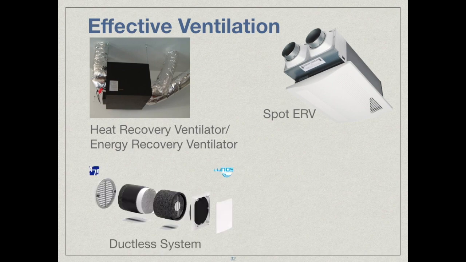A new player on the block are these through-the-wall heat recovery ventilators that don't have ductwork at all. They're just a tube through the wall, and they can do small spaces. They aren't terribly inexpensive, but if you have a small home, you may not need very many of these, and that could be a good choice for an affordable home.